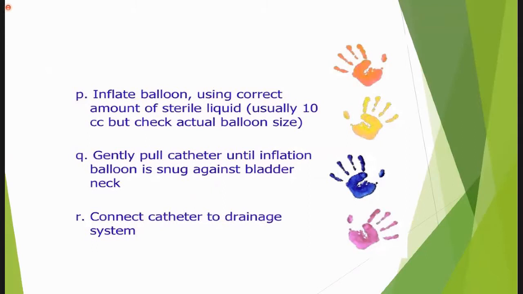Now, inflate the balloon using the correct amount of sterile liquid, that is 10 cc, which I told you. Gently pull back the catheter until the inflated balloon is snug against the bladder neck. Connect the catheter to the drainage system.